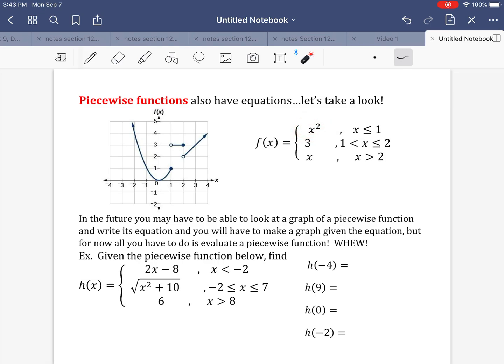This first one, x squared, is only for parts of the graph where x is less than or equal to 1. So less than or equal to 1 falls right here, and it's everything to the left. So that's why to the left of 1, and including 1, there's a parabola. And then between 1 and 2, but not including 1, there is this number. Remember, this is always y equals. So this graph right here is y equals 3. So y equals 3 exists right between 1 and 2.